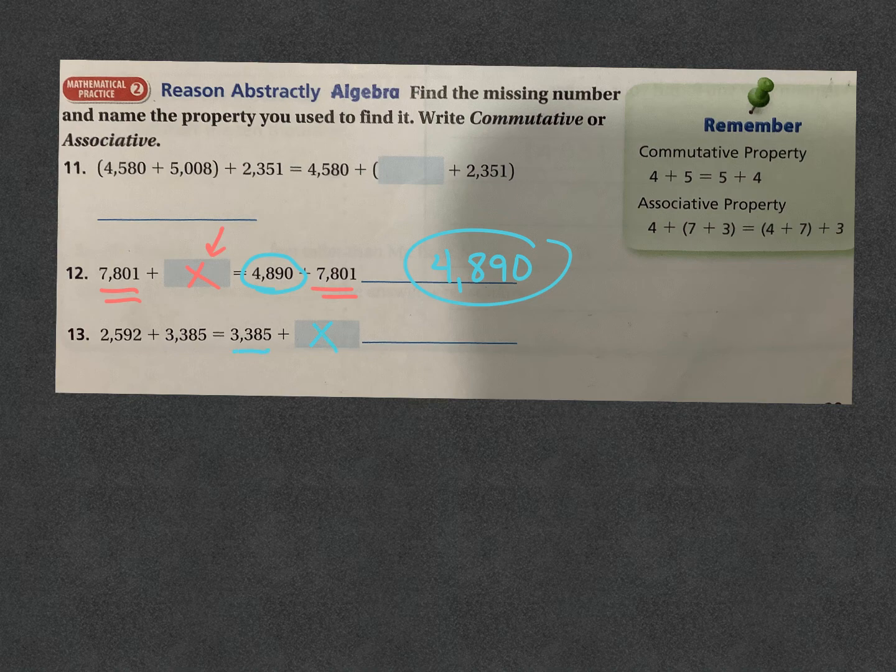We don't know what it is. Well, we kind of do, right? Because here's 3,385 on this side of the equal sign and 3,385 on this side of the equal sign. They're both being added to something, and if they're going to be equal, they both better be added to the same number, right? 2,592 is what this is being added to. So for them to be equal, this number has to be 2,592 because of the commutative property.